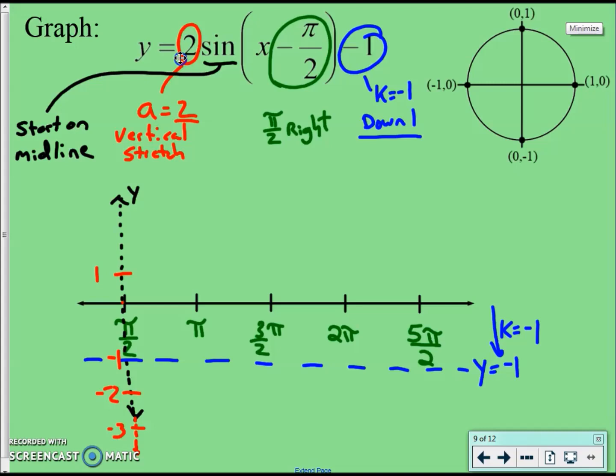I've taken into account my horizontal transformation of shifting pi halves to the right. Again, I'm going to start at my midline here. So I start at the midline at pi halves. I'm going to go up 2 at pi. I'm then going to go back down to my midline at 3 halves pi. I'm going to drop down 2 below according to my amplitude at 2 pi, and then I'm going to come back up to my midline at 5 halves pi.